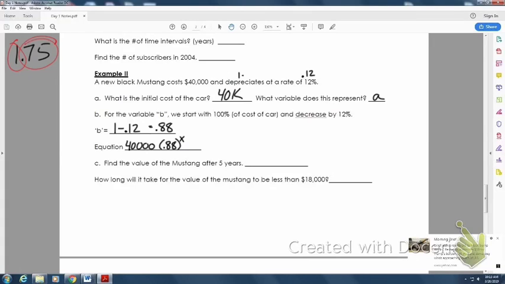For question C, I'm just going to put 5 in there. And then whenever I do that, that will tell me how much that car is worth. Which, Dylan, what would that be? 21,109.